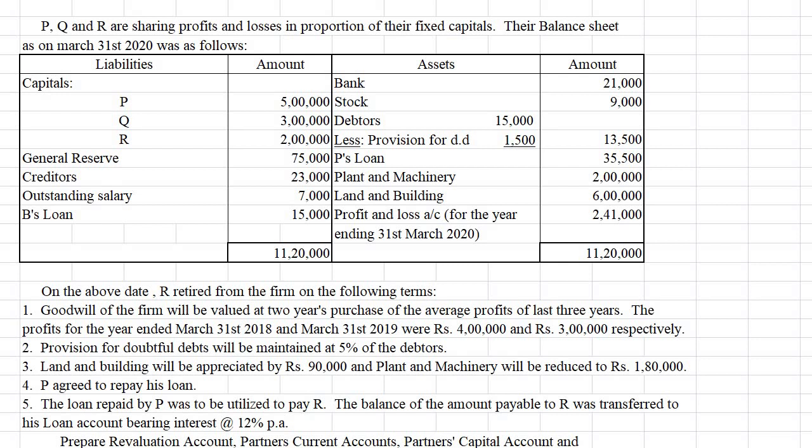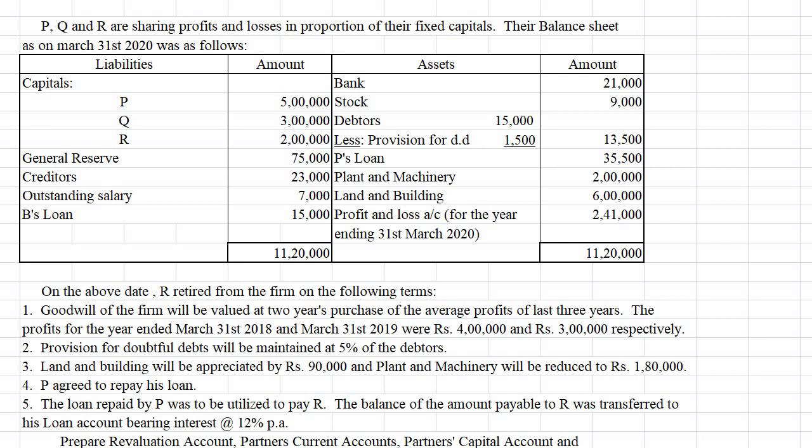The profit given here is 4 lakh for 2019, 4 lakh for 2018 and 3 lakh, and for 2020 we have a loss here. With that we have to find out the goodwill of the firm and the retiring partner's share of goodwill also. The next adjustment: provision for doubtful debts will be maintained at 5% of debtors. We have now 1500, that means 10% of debtors is given as provision for doubtful debts. That is to be maintained now at 5% of debtors.